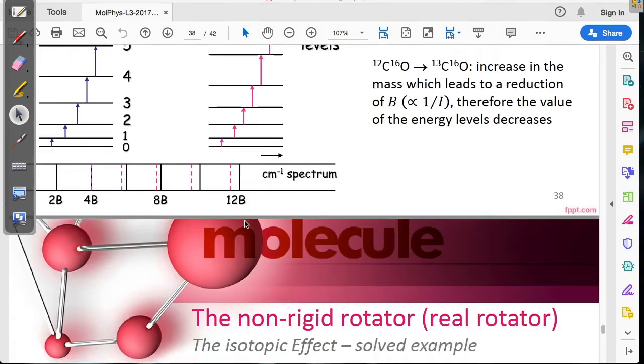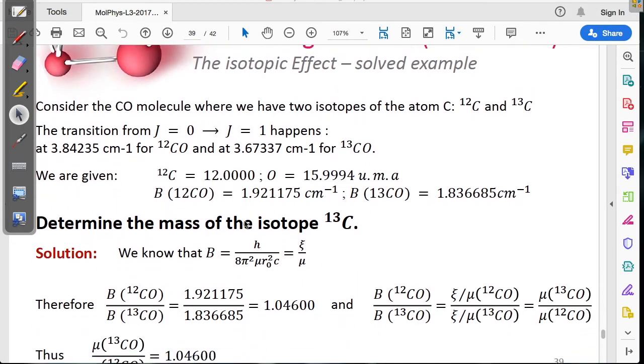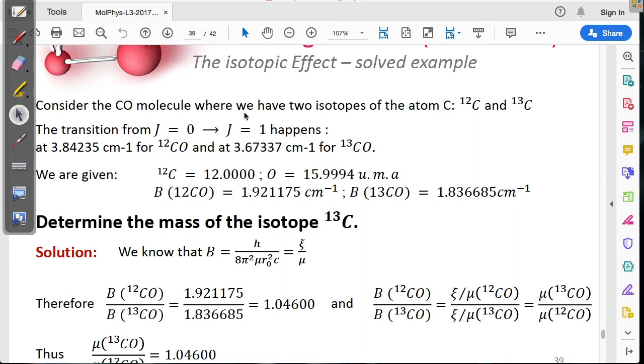Okay, let me be more practical. So here we consider the CO molecule where we have two isotopes, as we said. The transition from J equals 0 to J equals 1 happens at, it's given that the transition happens at this centimeter minus 1 and this centimeter minus 1. What does that mean? This introduces to you the way the questions are usually going to be asked. So here I have a transition, and then I say it happens at centimeter minus 1 and centimeter minus 1.